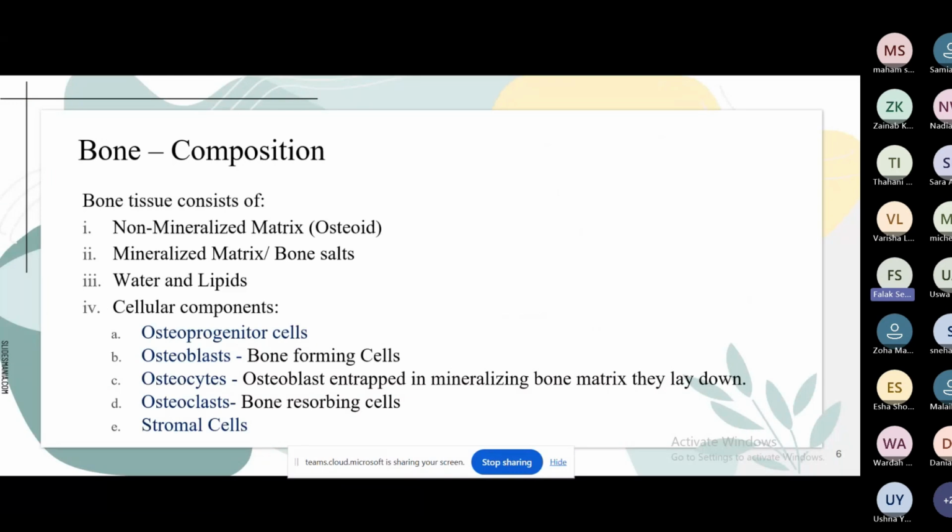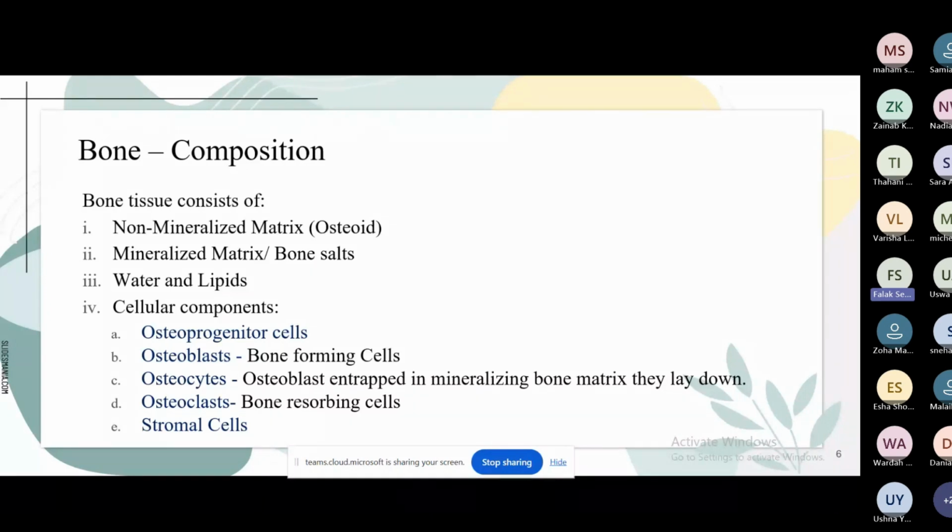Now coming to the bone composition, it's very easy to recall that bone tissue comprises the non-mineralized matrix that is also known as osteoid, the mineralized matrix that includes the bone salt, a little amount of water, lipids, and the cellular component. The cellular component includes the stem cells, that is the osteoprogenitor cells, osteoblasts, that are the bone forming cells, and osteocytes. These are actually the osteoblasts that are entrapped in the mineralized bone matrix they lay down. The fourth one is the osteoclasts. They are also known as bone resorbing cells. And the last is the stromal cells. The stromal cells actually form the supporting cells of the bone.